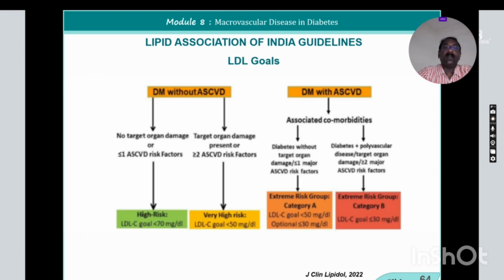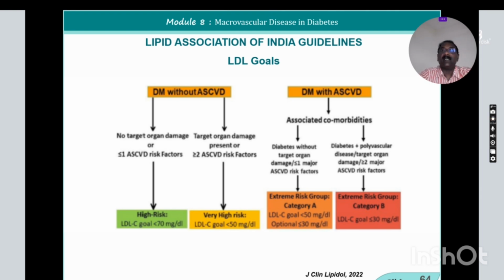Now, Lipid Association of India guidelines, LDL goals. One, diabetes without any atherosclerotic cardiovascular disease. Then, diabetes with atherosclerotic cardiovascular disease. Now, diabetes without atherosclerotic cardiovascular disease and no target organ damage are high risk individuals. What is your LDL goal?